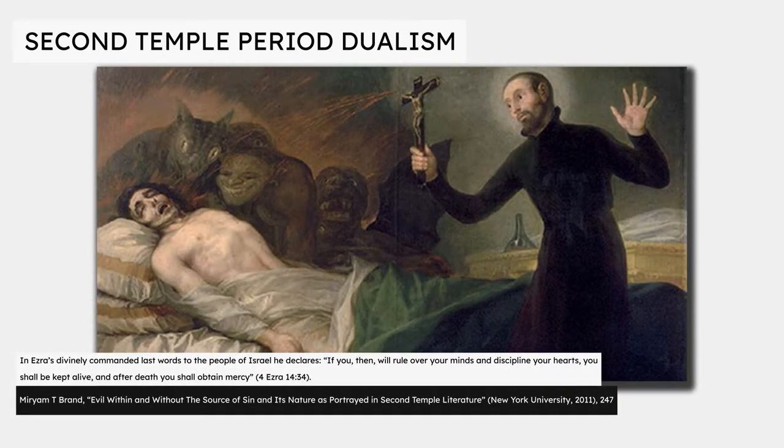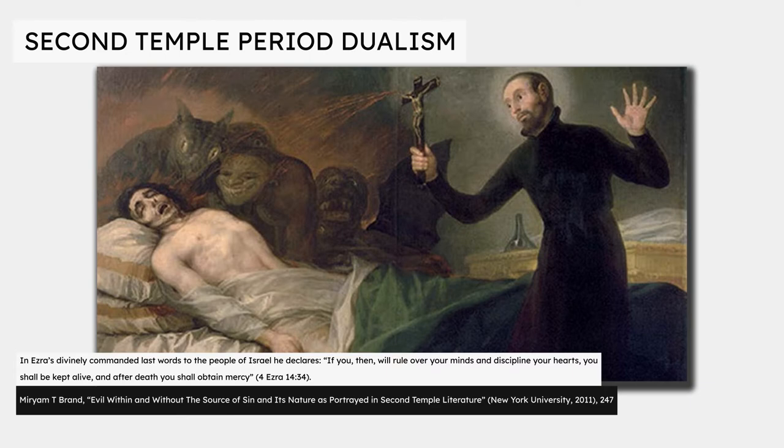Brand provides an example from the Apocalypse of Ezra, in which the prophet Ezra instructs the people to avoid sin, saying, "If you, then, will rule over your minds and discipline your hearts, you shall be kept alive, and after death, you shall obtain mercy." The emphasis here is on the individual's free will and on their personal responsibility for disciplining their own impulses.